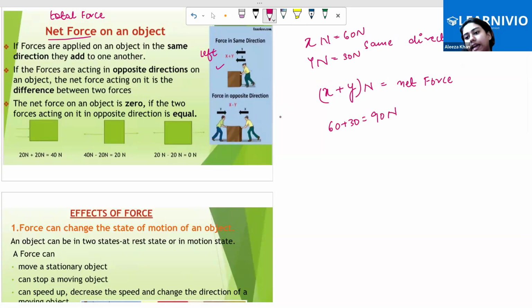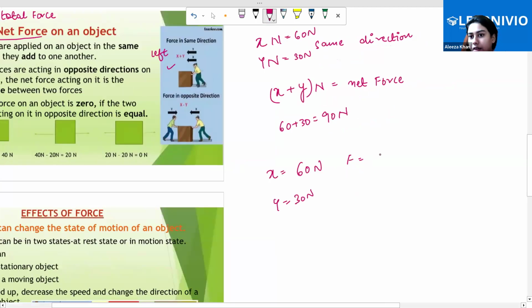Okay. Now, what if the forces are applied in the opposite direction? Will they be added or subtracted? Subtracted. Yes, they will be subtracted. Let's say one person has applied X force and the other has applied Y force, again taking X as 60 Newton and Y as 30 Newton. So the forces will get subtracted. 60 minus 30 is 30 Newton. So one has applied more force than the other.